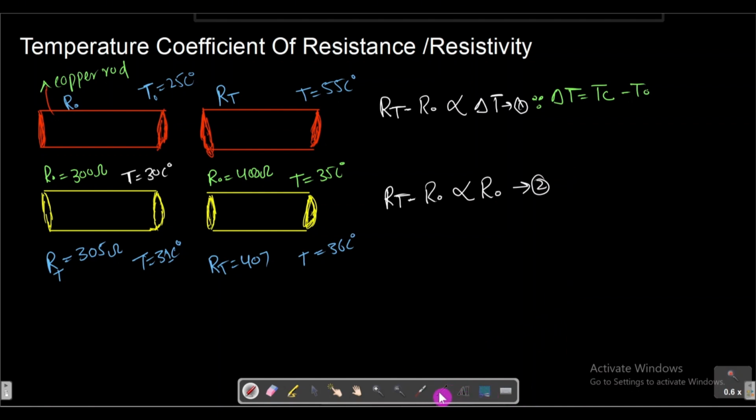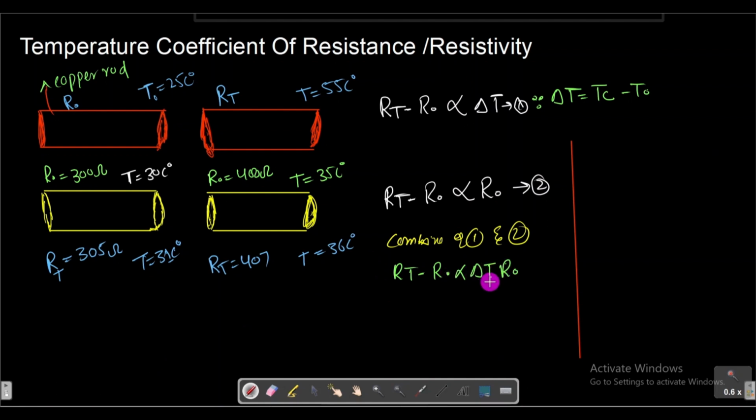Let's say I am taking partition here. Now combine equation 1 and 2. So it implies that RT minus R0 is directly proportional to del T R0.